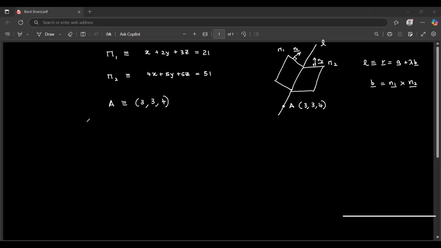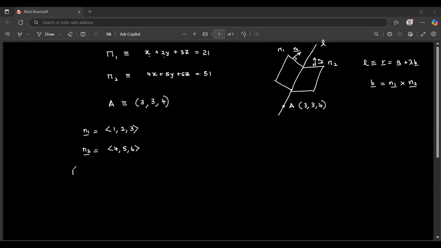So first of all, let's come up with n1. n1 is (1, 2, 3), and n2 can be given as (4, 5, 6). Since they have clearly mentioned that the planes are not parallel to each other, they are intersecting, you don't have to prove that here. But if you had to prove that, you know how to do this. Just find the ratio between the coordinates. If the ratio is equal, we can definitely say n1 is parallel to n2, therefore the planes are parallel. Since they are not parallel, we can say they are intersecting.